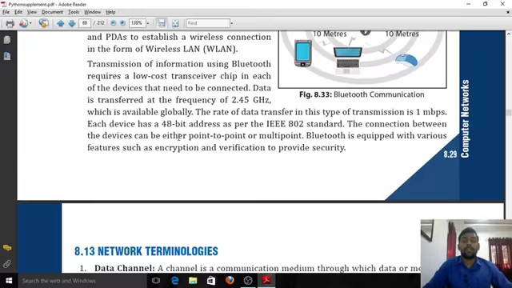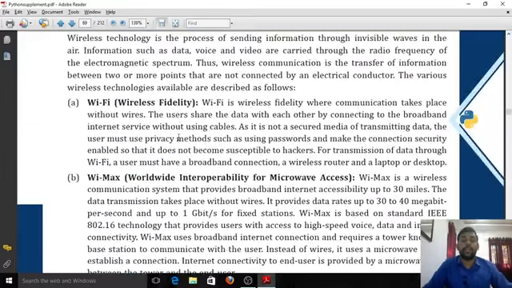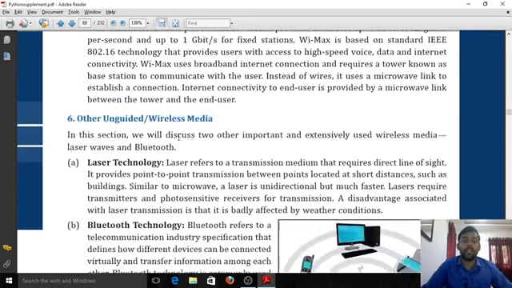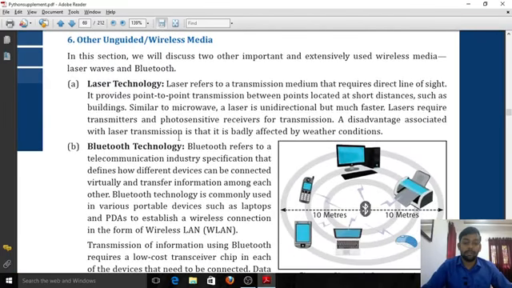So these are the different ways of connecting the sender and the receiver for transmitting data. Wired: twisted pair, coaxial, and fiber optic. Then wireless: microwave, radio, satellite, and finally infrared. And we have seen wireless technologies: Wi-Fi, WiMAX, laser technology, and Bluetooth. So this is all about transmission media.